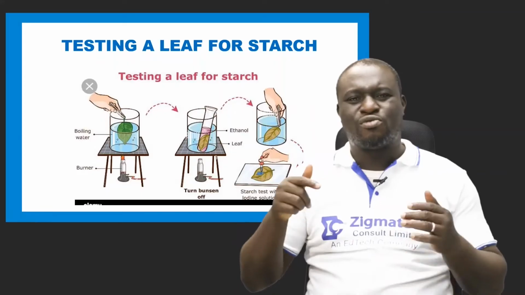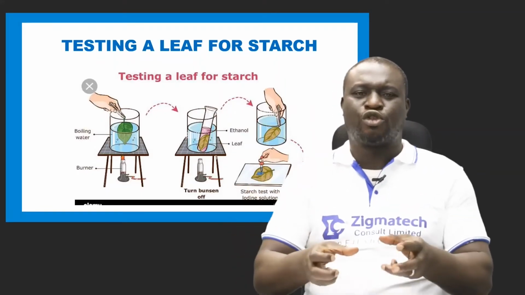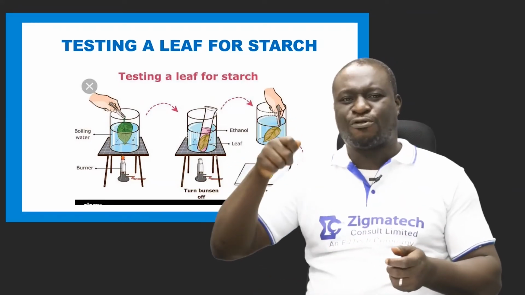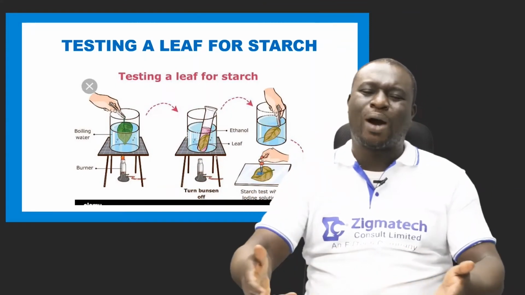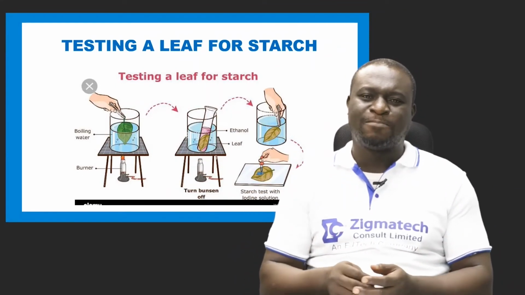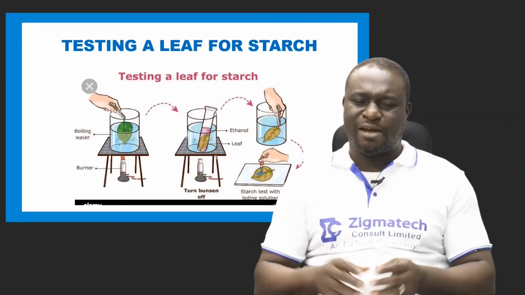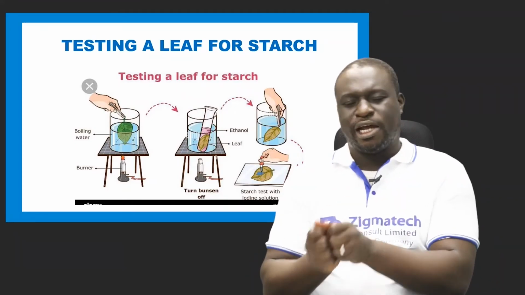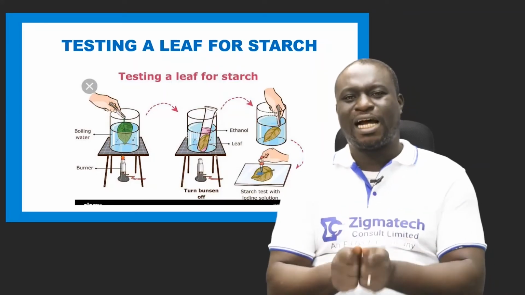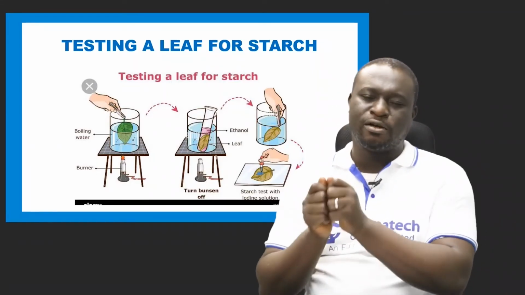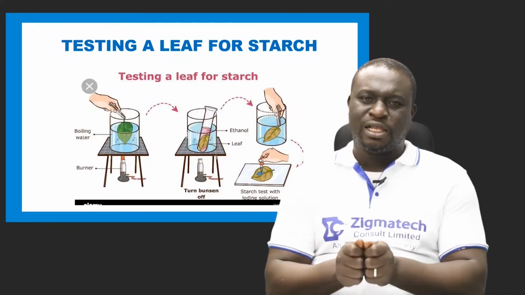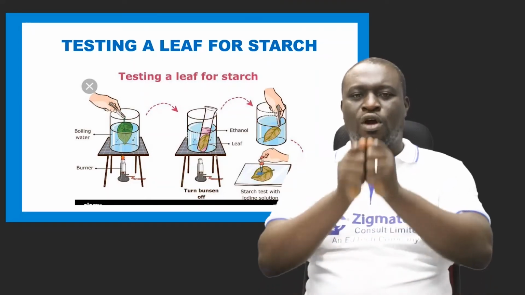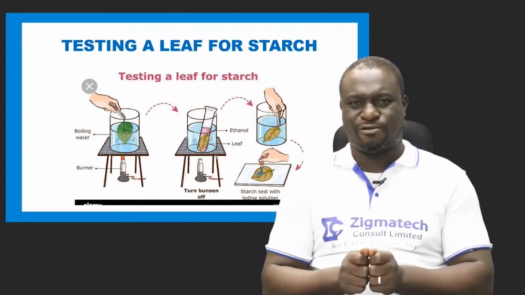Now, the reason for putting it in warm or hot water is to soften it. Then after you have done that, you bring it out from the hot water and put it on a white tile. You add a few drops of iodine. If starch is present, the leaf will stain blue-black. Now, if starch is not present, the leaf will not stain blue-black. So the blue-black coloration is evidence that the leaf had undergone photosynthesis because of the presence of starch in the leaf. Is that okay?